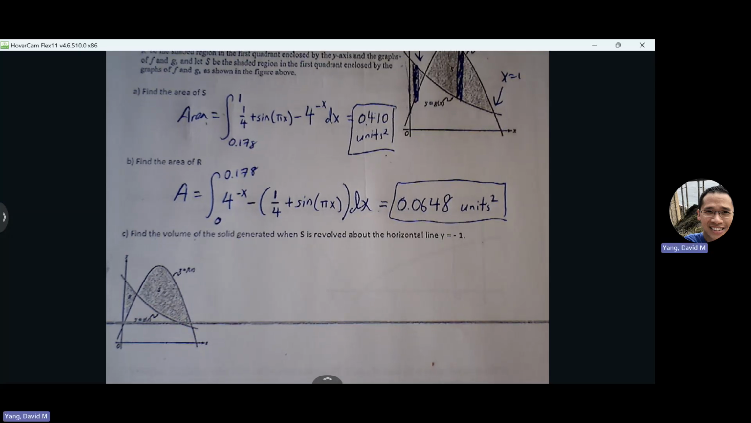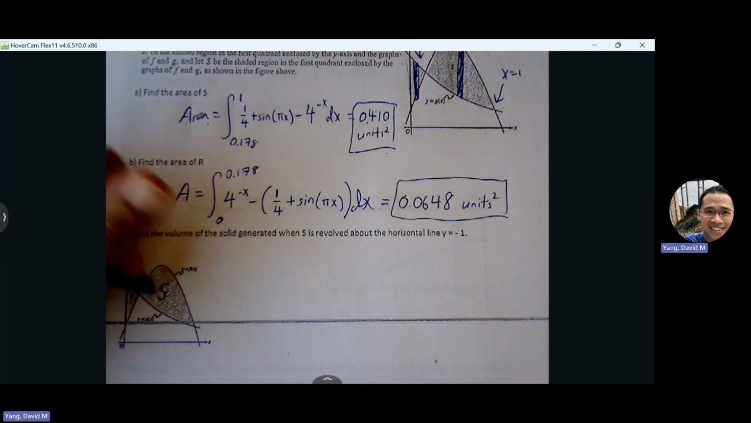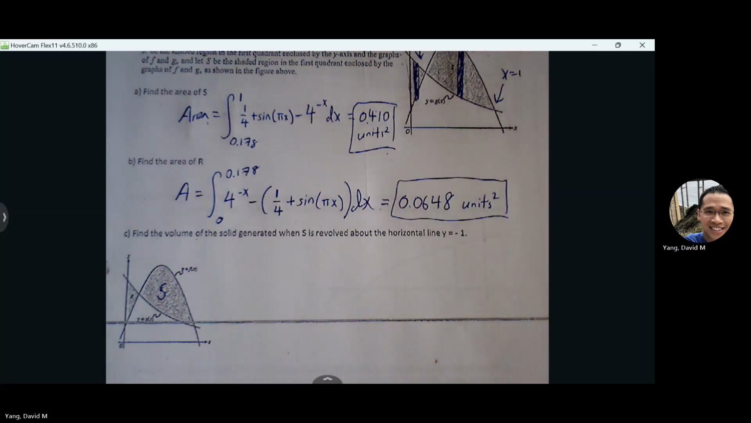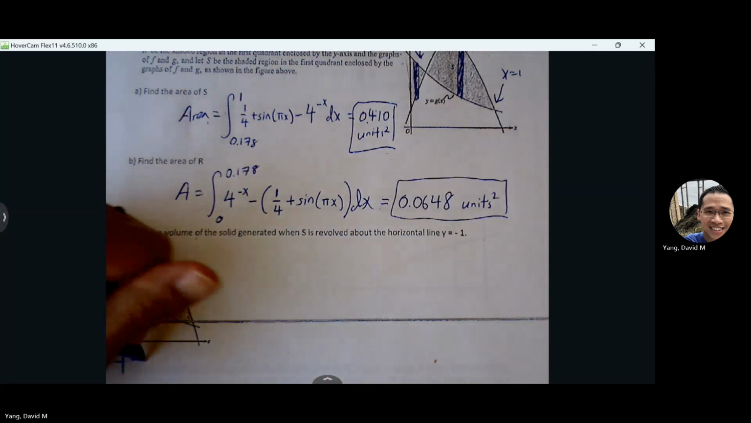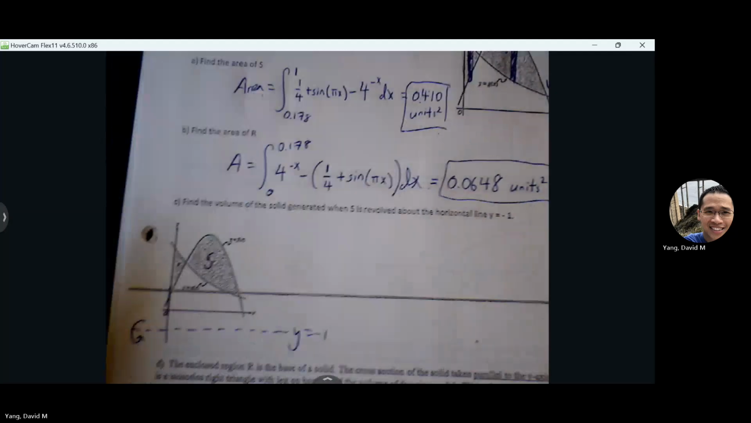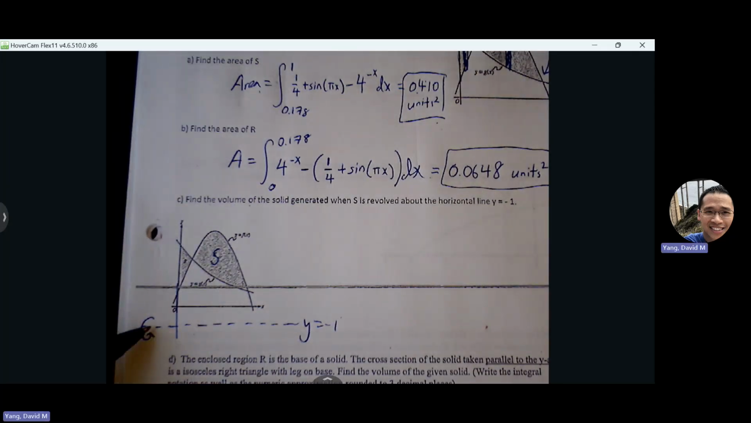Part C, find the volume of the solid generated when S, that's this larger region here, is rotated about the horizontal line y equals -1. So if you're rotating around the line, you know you're always deciding between disk or washer method. So what do you expect? Washer, yeah. There's obviously a gap. And if it was touching, it would still be washer. Remember, it's got to be touching a flat surface if we want to be a disk method. It's touching, but if it's a curved surface, it is still a washer method.